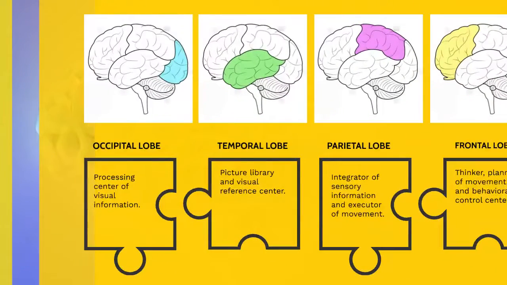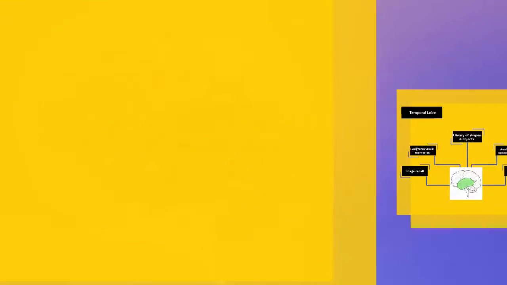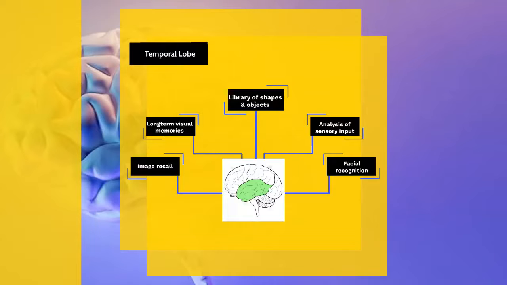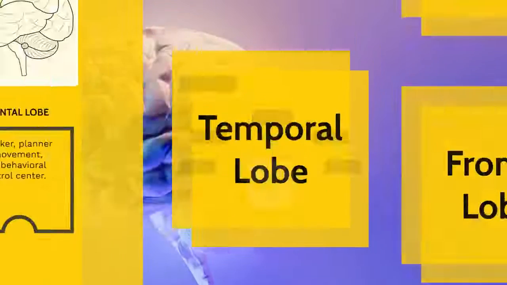Next, we have the temporal lobe, picture library and visual reference center. The temporal lobe provides a library of shapes and objects, long-term visual memories, analysis of sensory input, image recall, and facial recognition.